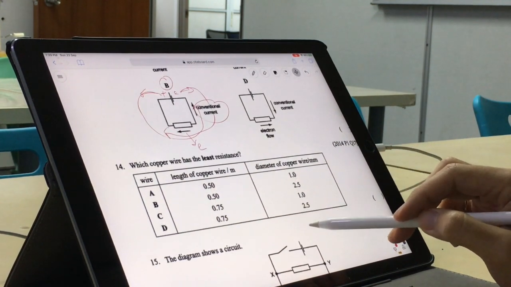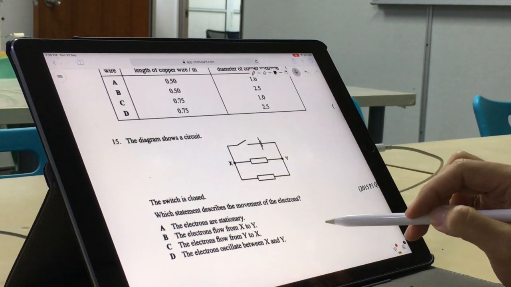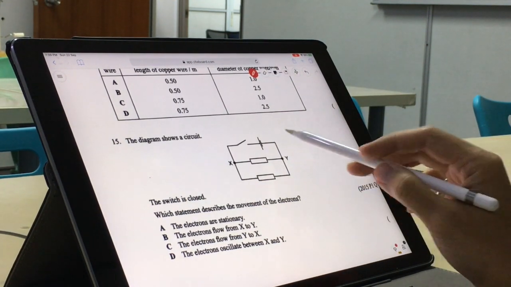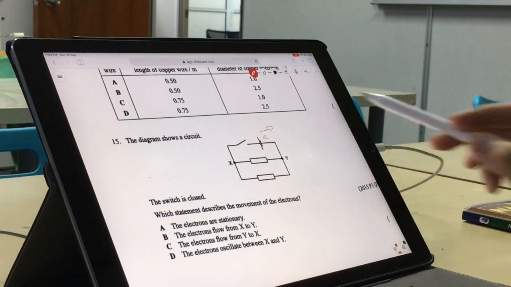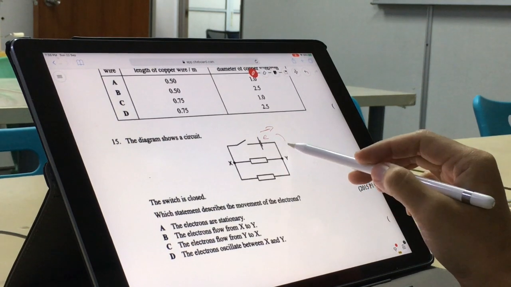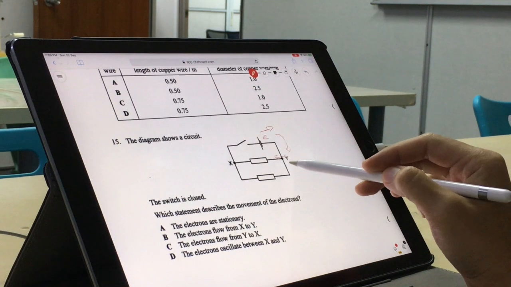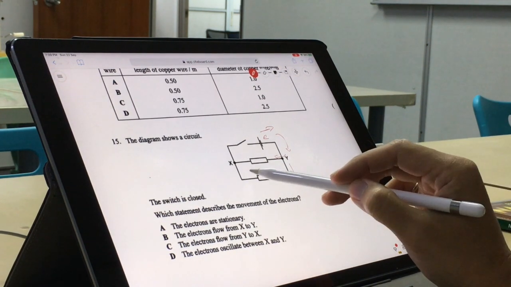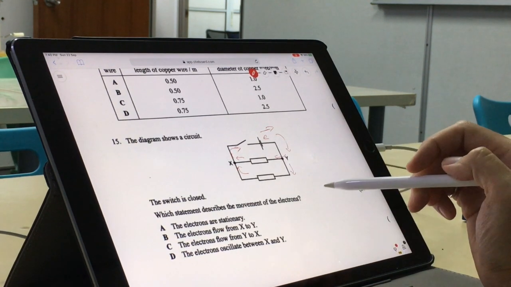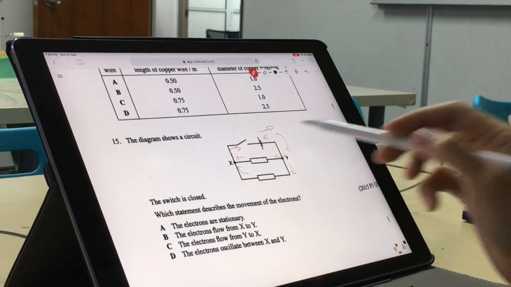Alright. Okay. Next, repeat again. Skip. Which statement describes the movement of electrons? Now we have a circuit. Electrons come out from here, right side. This is a parallel circuit. When they come here, they will split into two parts, one here and one going down here. Then when they come back here, they will join back and go back. So which statement describes the movement of electrons?